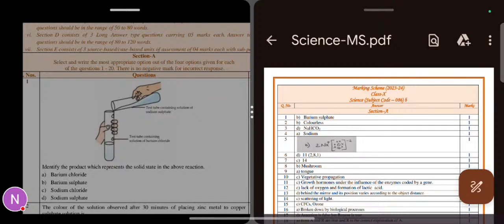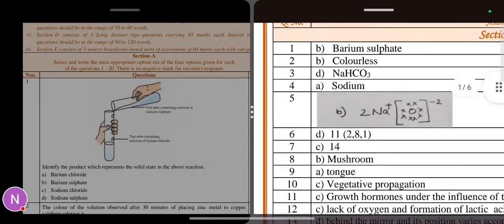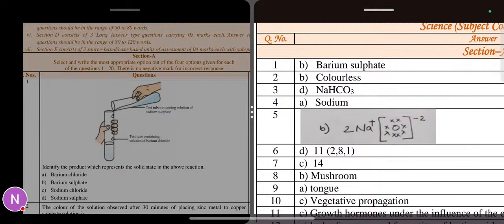Identify the product which represents the solid state in the above reaction: barium chloride, barium sulfate, sodium chloride or sodium sulfate. So the correct answer for this is barium chloride, the correct product which represents the solid state in the above given reaction.